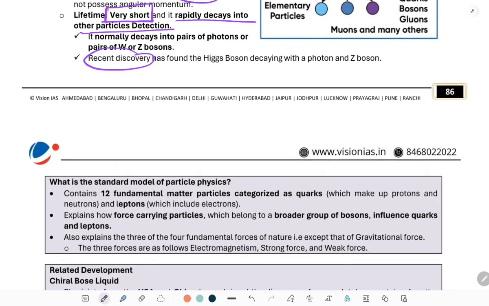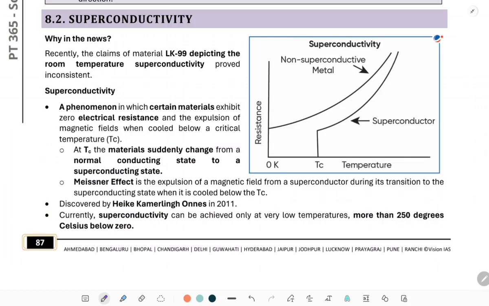The recent discovery has found that the Higgs boson decays into a photon and a Z boson. Next we'll see about superconductivity. Recently, the claims that the material LK-99 displays room temperature superconductivity were proved inconsistent.